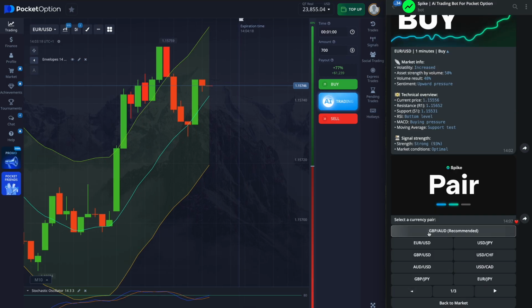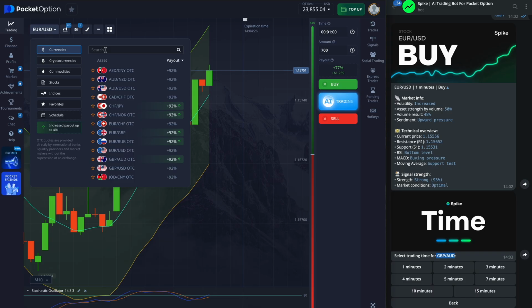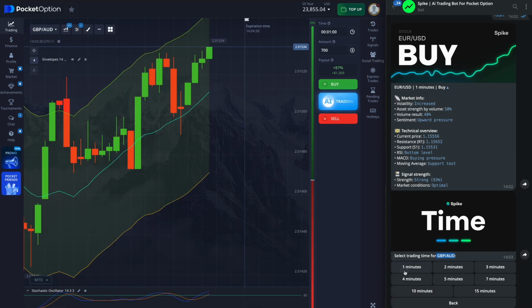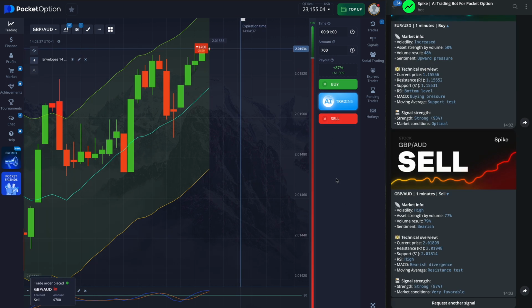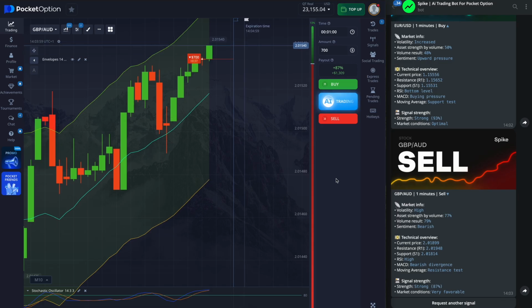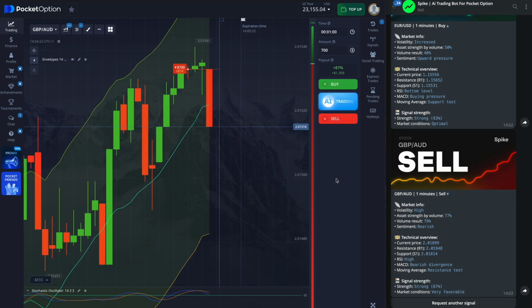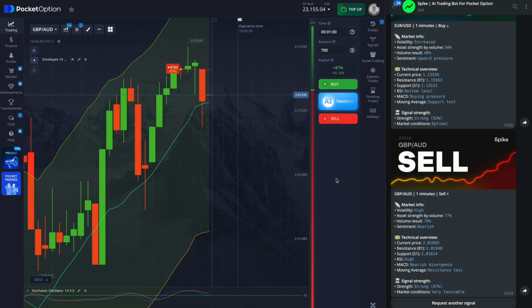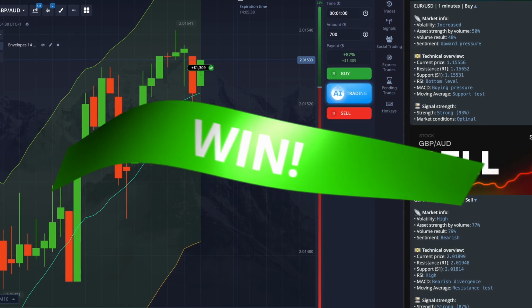Going with the bot's recommended pair this time. Got a sell signal from the bot. It was a winning trade!